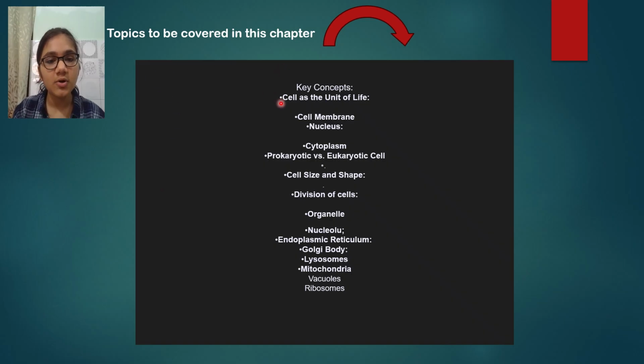So the key concepts are cell as the unit of life, cell membrane, nucleus, cytoplasm, prokaryotic versus eukaryotic cells, and cell size and shape, division of cell, organelles, nucleus, endoplasmic reticulum, Golgi body, lysosomes, mitochondria, vacuoles, and ribosomes. These are the topics which we are going to cover in this chapter. Today we are going to see some part of this chapter, so this is the first part.